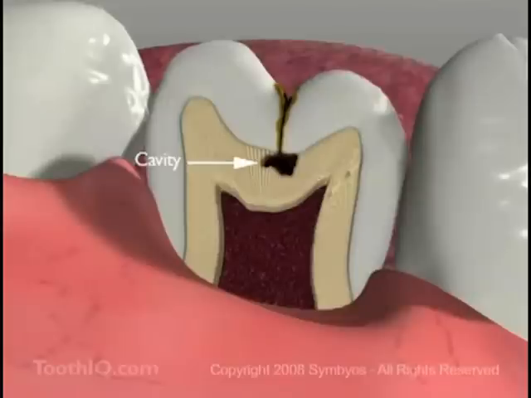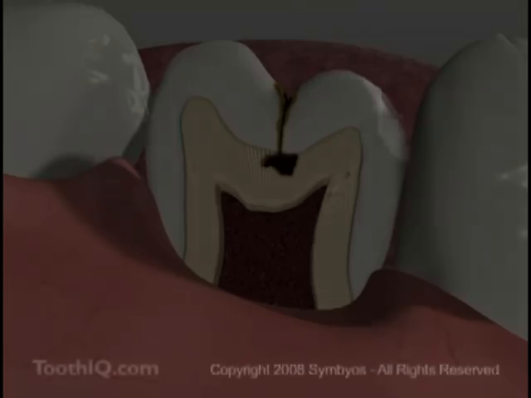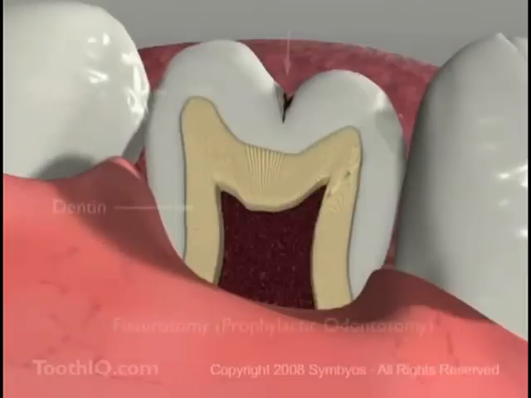Over the years, many attempts to stop pit and fissure tooth decay have been made. Here are the most common, their strengths and weaknesses.